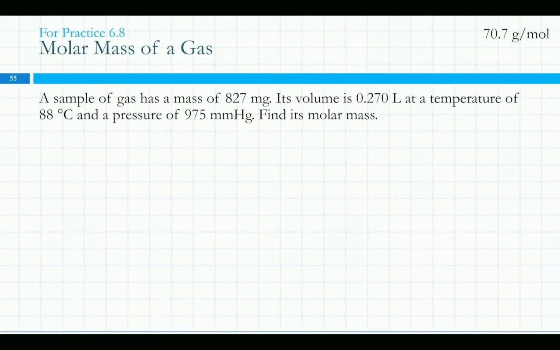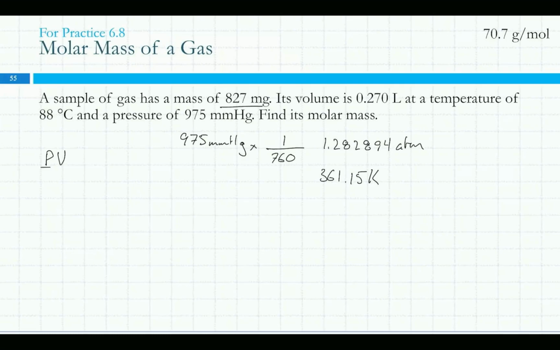All right, so real quickly, a sample of a gas has a mass of 827 milligrams. And again, we've got volume, we've got temperature, we've got pressure. So that means we can calculate the number of moles. We do have to do some converting. So millimeters of mercury divided by 760. And then 88 plus 273.15. So temperature is going to be 361.15 Kelvin.